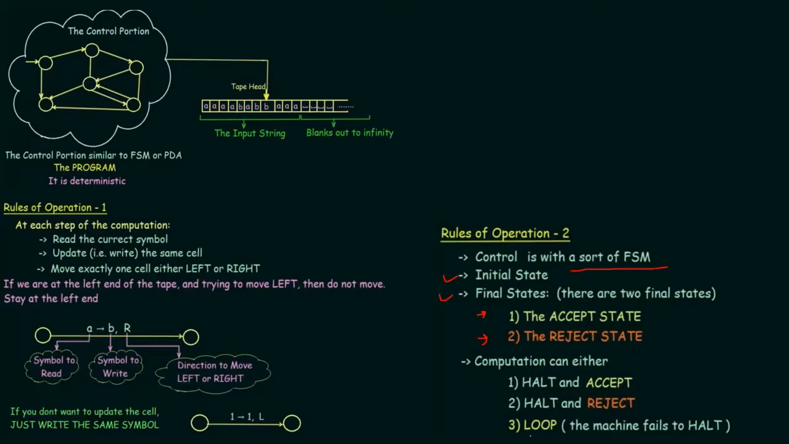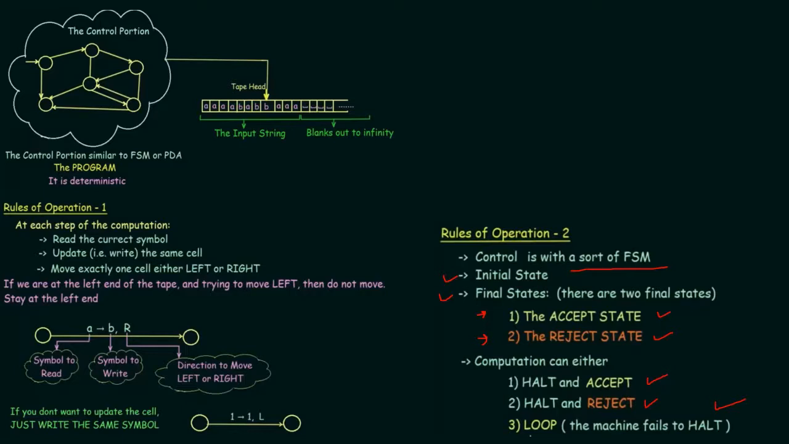If it doesn't get accepted by the final state, that doesn't mean it is going to produce another final state that is called a reject state. But in the case of a Turing machine, this is going to happen. There is going to be an accept state and another reject state. And the computation can happen in three ways. You either halt and accept, or halt and reject, or you can just fail to halt. In that case, it is called a loop. So the machine goes into an infinite loop. It cannot halt. It is just writing something over and over again.